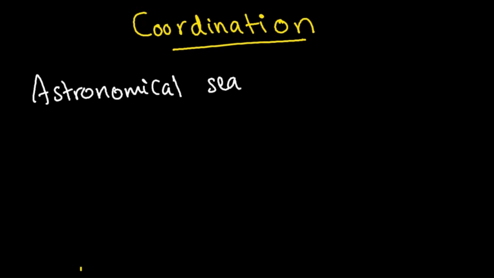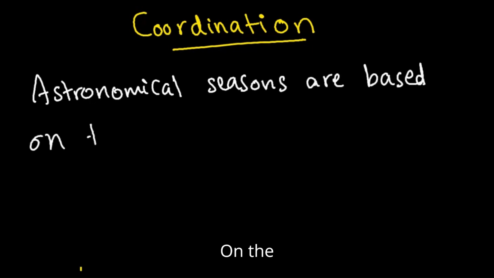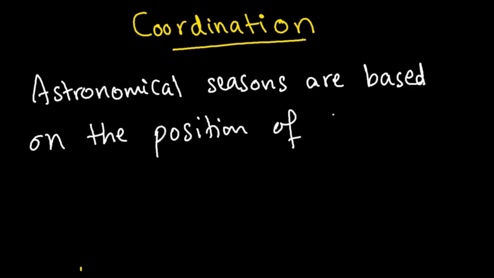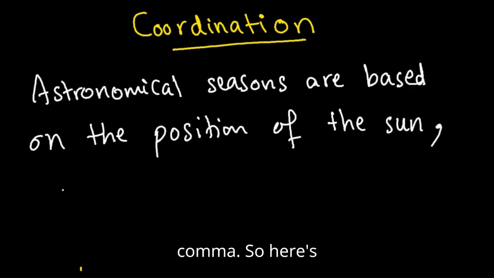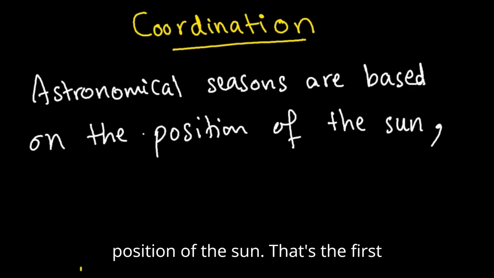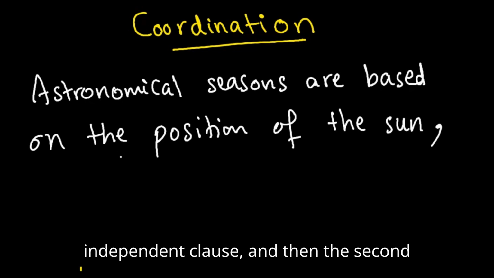Astronomical seasons are based on the position of the sun, and then I'm going to use a comma. So here's the first independent clause. Astronomical seasons are based on the position of the sun. That's the first independent clause.